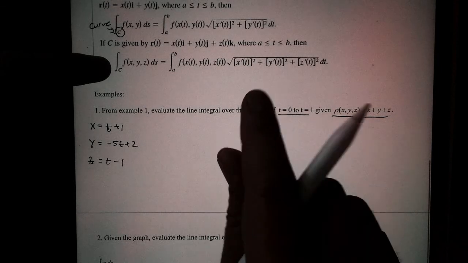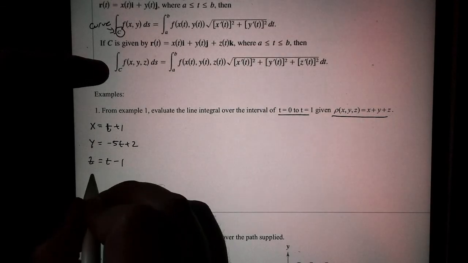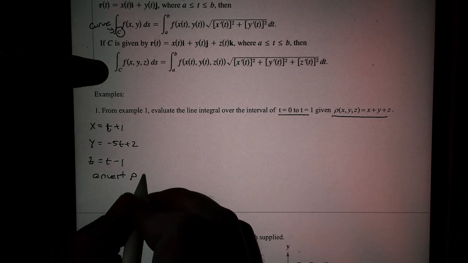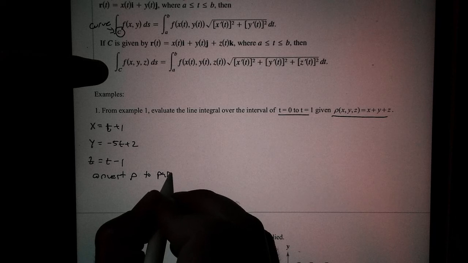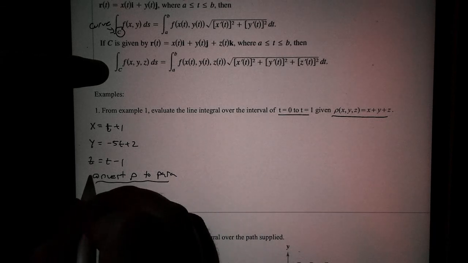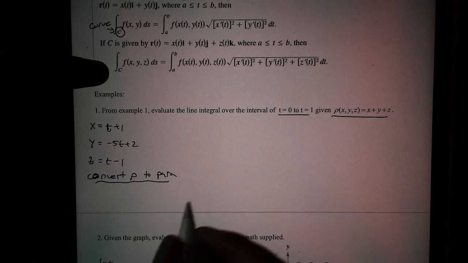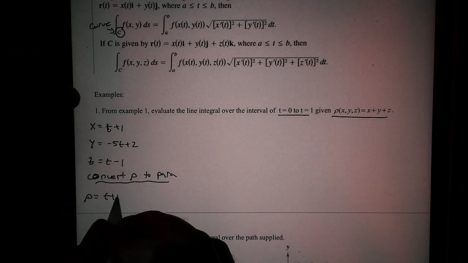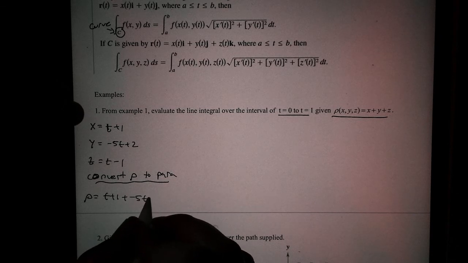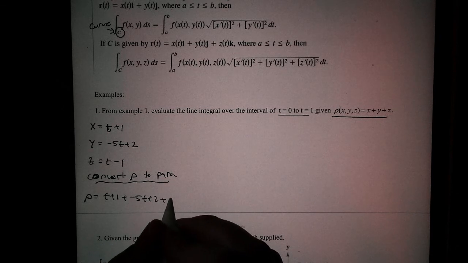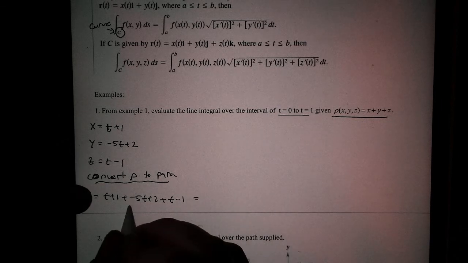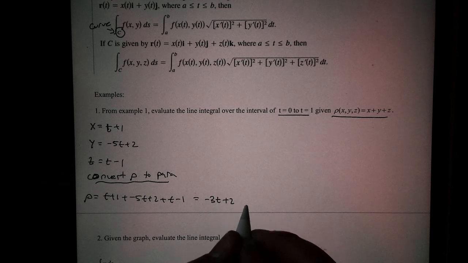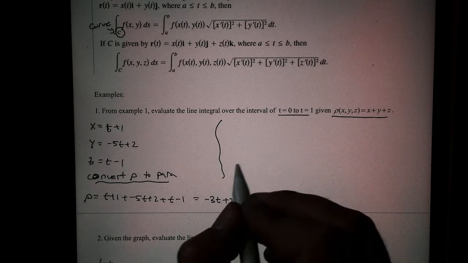The first thing we're going to have to do is convert. We have to convert rho to parametric. So to convert rho to parametric, we would get x, which we know is t plus 1, plus y, which is negative 5t plus 2, plus z, which is t minus 1. And that's going to give us negative 3t plus 2.